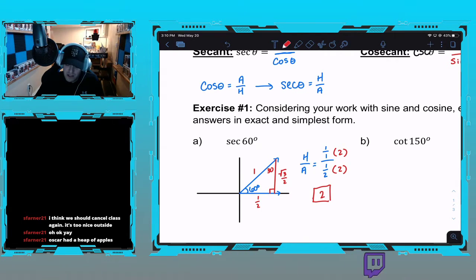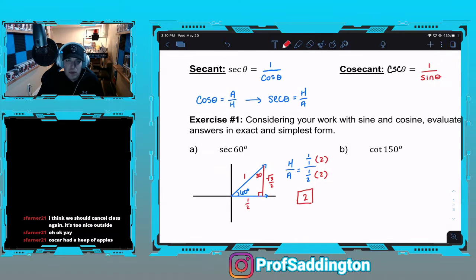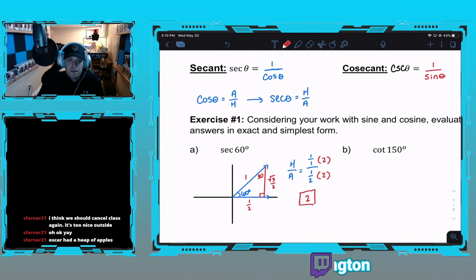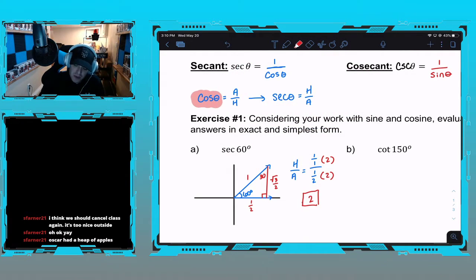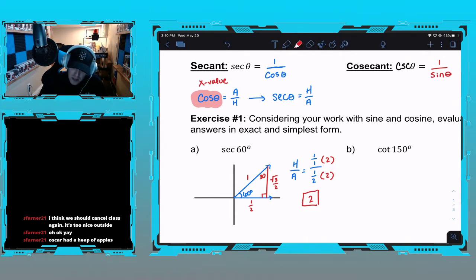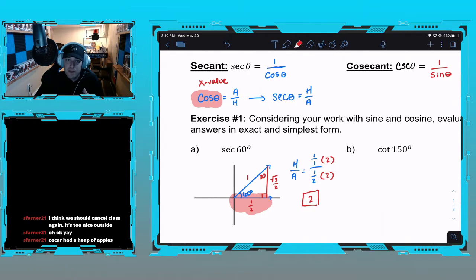So the secant of 60 degrees is just going to be an answer of 2. So I was showing it based on how we've been doing it the last couple of days. But the other thing that I want you guys to recognize, and we talked about this way back at the beginning of the unit, cosine represented a variable. Cosine is always going to represent your x value. So if you look at your triangle, notice that your x value inside your triangle, the one that's going sideways, is 1/2. So cosine is 1/2.